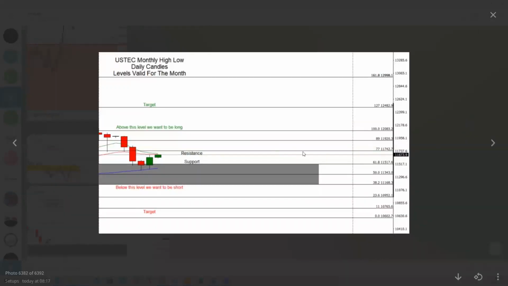USD monthly high low, currently between levels of 61.8 and 77 as support resistance. If you look at the moving averages, 8 is above 21, above 50, that's indicating trend is up. So with that, we want to push above the 100 level to aim for that 127 target.